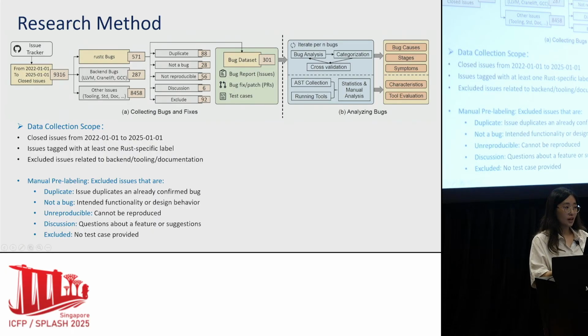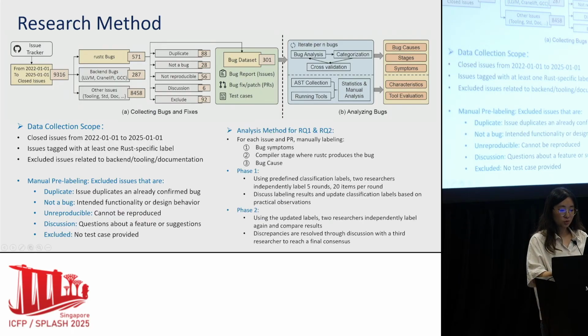Our labeling process has 2 phases. In phase 1, we start with a set of predefined labels. 2 authors independently label the issues and then discuss the inconsistencies and refine the label definitions. In phase 2, the same 2 authors relabel all the bugs. If there is a disagreement, a third author is involved and they reach consensus through discussion.